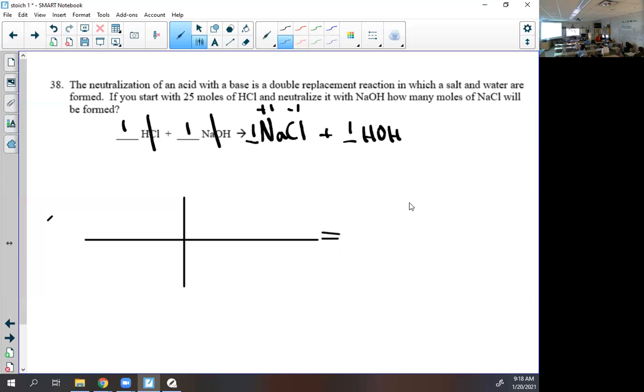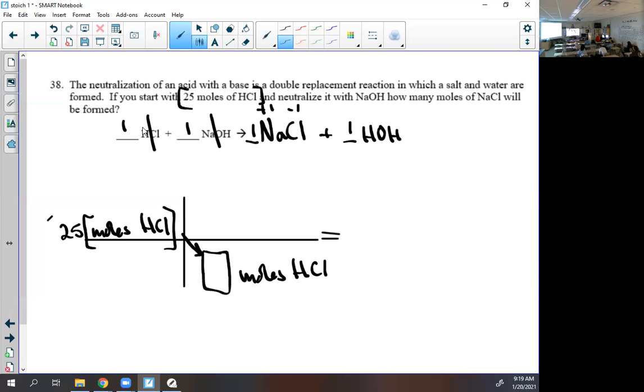All right, here we go. So I take the number and the unit I was given and I start with it. 25 moles of HCl. Now, I wasn't very clear, so let me just reinforce. I always take the unit down, not the number, just the unit, moles of HCl. I find the number here by looking in front of HCl, so there's a 1.